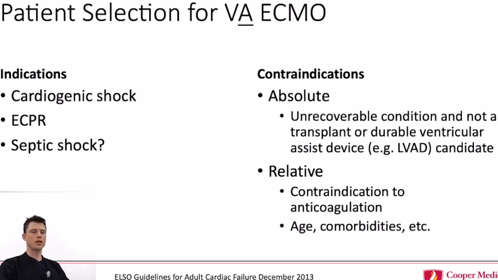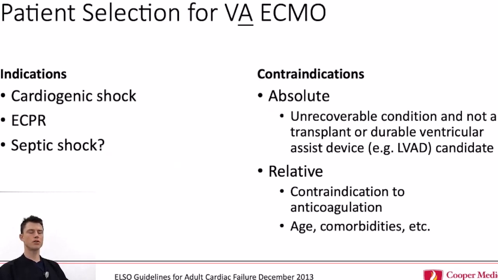What are some contraindications? So absolute. If they have an unrecoverable condition and they're not a transplant candidate or a candidate for a durable ventricular support device, so an LVAD, then it's not a patient we want to put on ECMO. There's no way they can go with that support. So think end-stage heart failure, not a transplant candidate, not a VAD candidate. This isn't something that's going to get better. It's not the patient we want to put on VA.